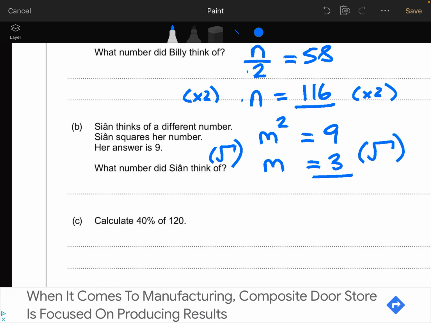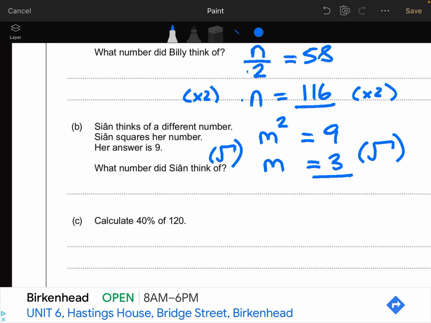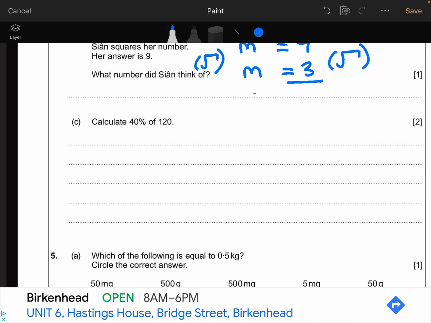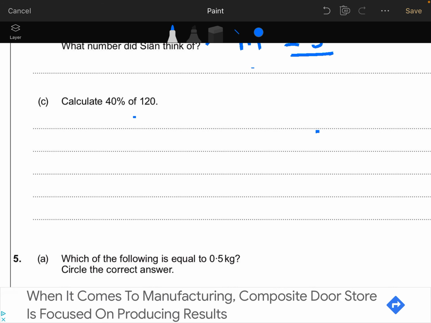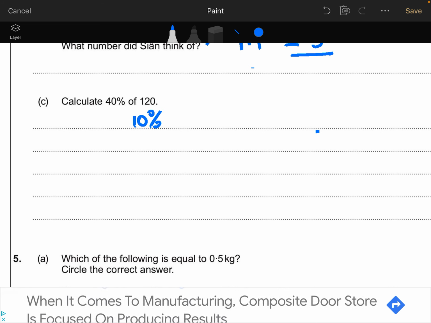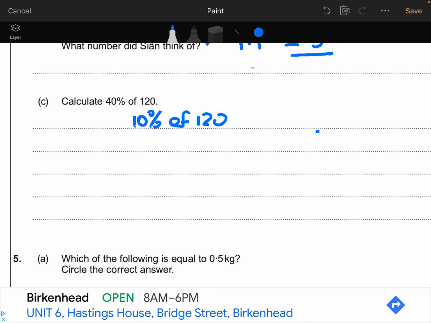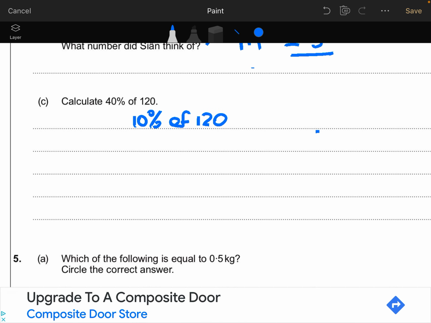Part C. Calculate 40% of 120. So 40% of 120. And probably I'm going to work out what 10% of 120 is first of all. That's going to be the easiest thing to do. So 10% of something means divide it by 10. So that is 12. 120 divided by 10 is 12. So 10% is worth 12.